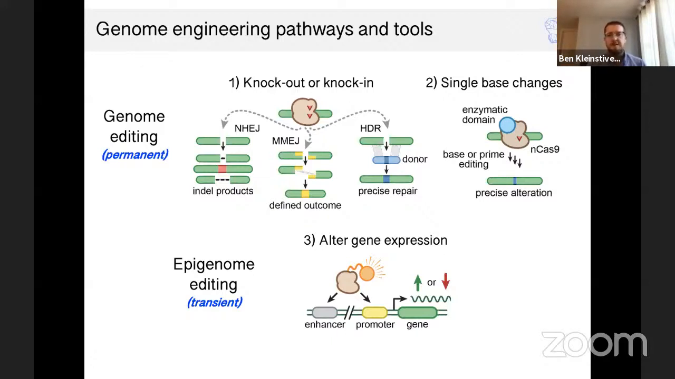So to summarize this slide and really the genome engineering field as a whole, there are lots of different ways that we can make permanent heritable genetic changes. So mostly these enzymes on the top here, or transient perturbations to the genome to understand the biology of the cell.